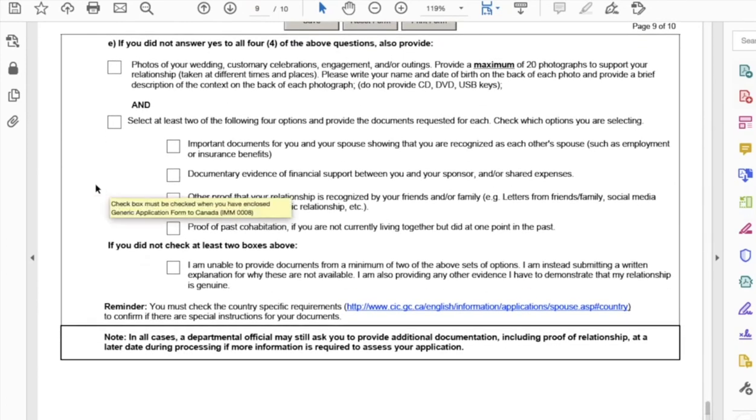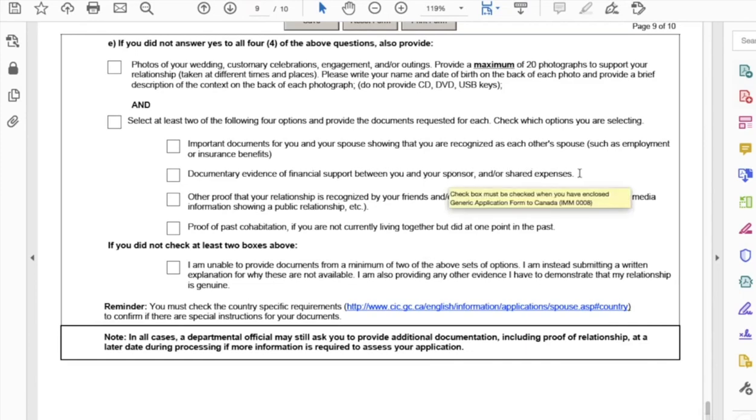Then after that, you also need to provide some other documents as well, and from these options you have to select 2 of them. Maybe you can provide documentary evidence of financial support between you and your sponsor when you have some shared expenses. So maybe if the husband is in Canada and the wife is in India, you have sent some money, you can provide proof of that. If you have got a joint account, you can provide proof of that.